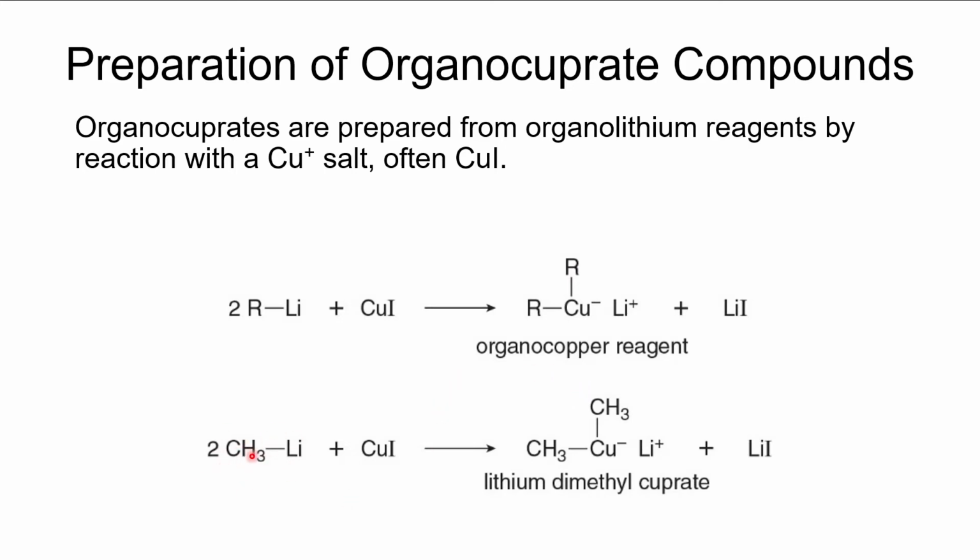So here's a more specific example, methyl lithium plus the copper 1 iodide. We end up with the lithium dimethyl cuprate. All right, so our organocuprate, and then there is our lithium iodide as a byproduct.